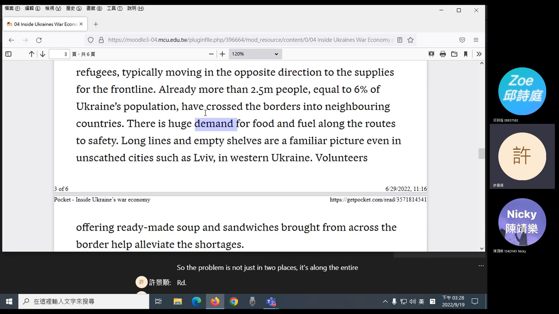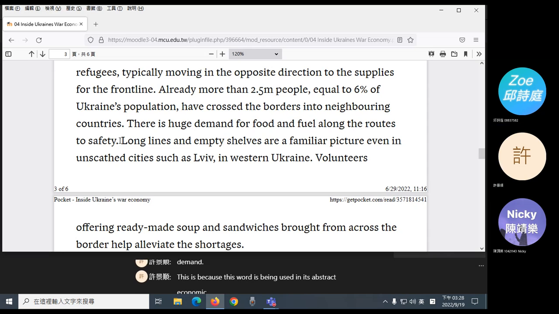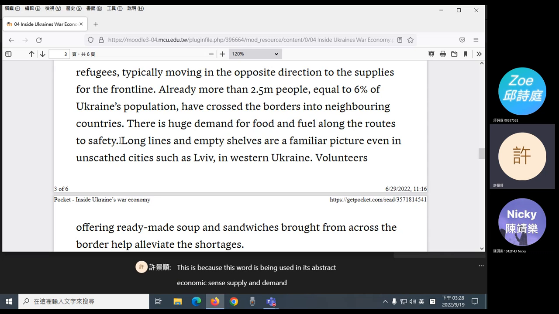Notice that the word demand here is uncountable. It says there is huge demand. It doesn't say there is a huge demand. This is because this word is being used in its abstract economic sense. Supply and demand, 供给需求, right? It's abstract, so it's uncountable.